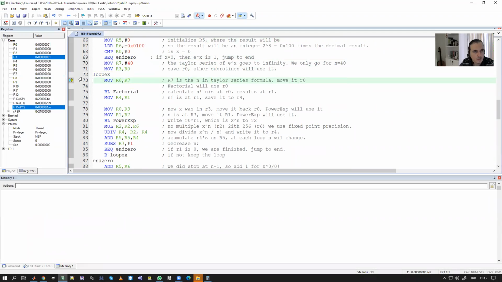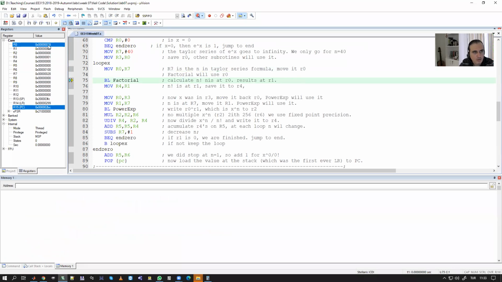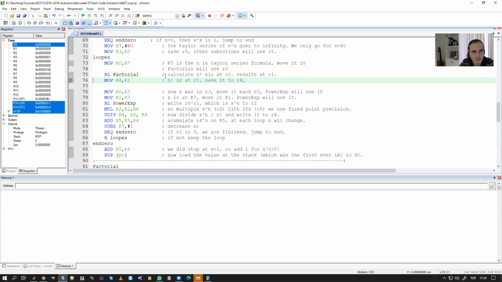Now here R7 is hexadecimal 28, which is 40. I move R7 to R0. Yes, it is here. And I call BL factorial, so at R1, I'll have 40 factorial. But I don't have 40 factorial at R1. What is the problem?